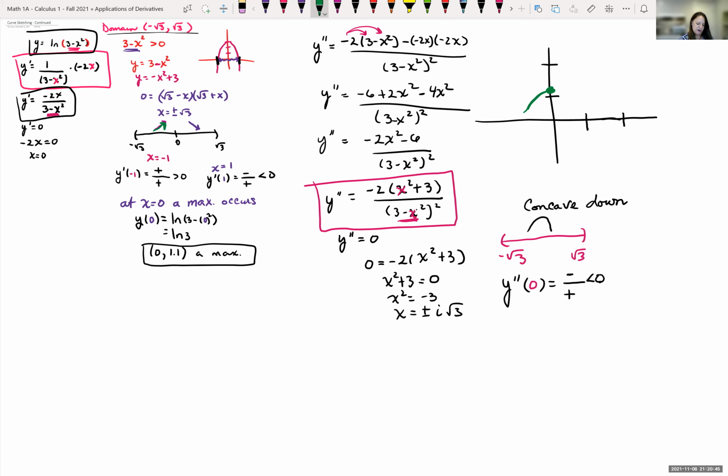So we need to see what's going on. We're going to have some open circles in here. And so for the original function, let's see, square root of 3 is approximately 1.7. So let's just do that.